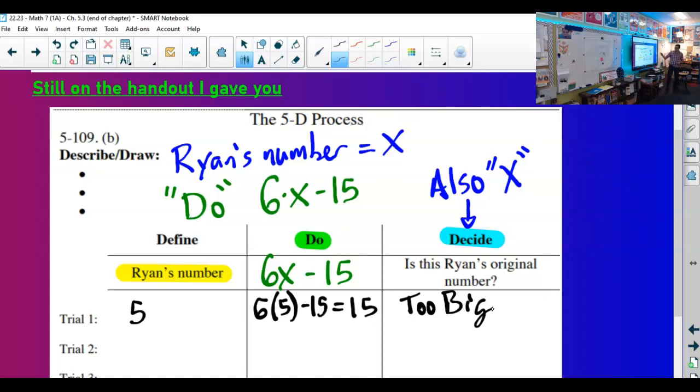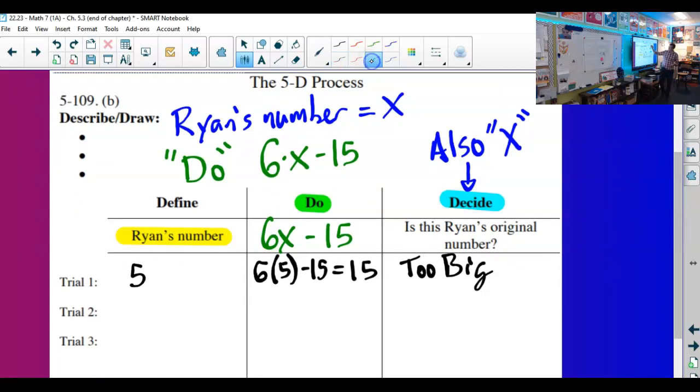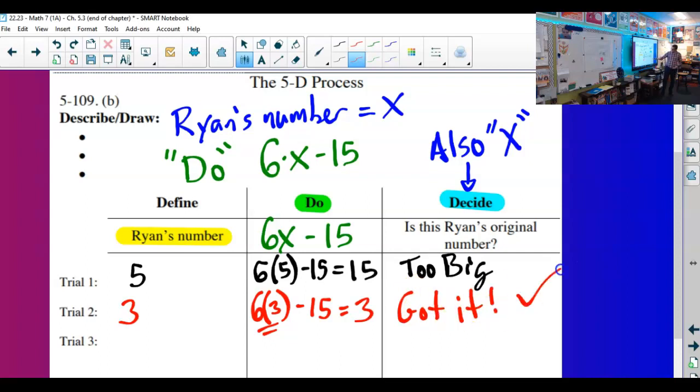So Christian, what do you want me to try now? Try 3. I tried 10 and it was too low. So 6 times 3. What is 6 times 3? 18 minus. Hey guys, order of operations is gonna matter here. You gotta multiply first. We got 18 minus 15. Got it. Even I wrote it right, and it feels like it shouldn't be right. That's it. We were too high. We adjusted our number down. You gotta make sure you follow the order of operations.